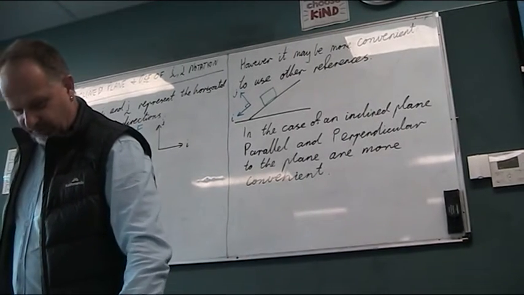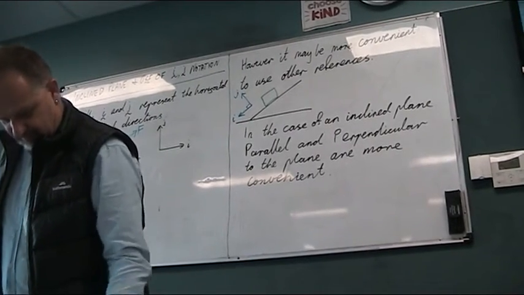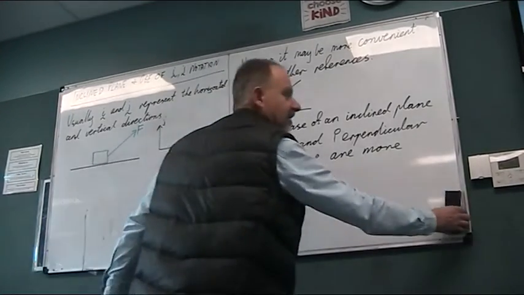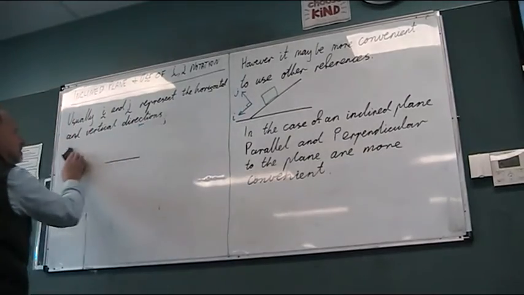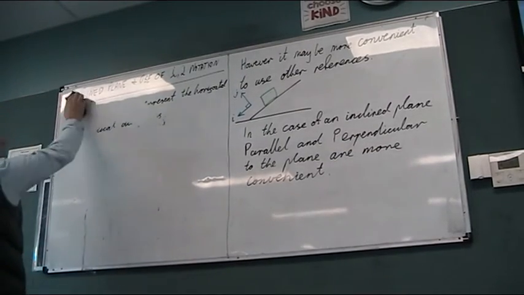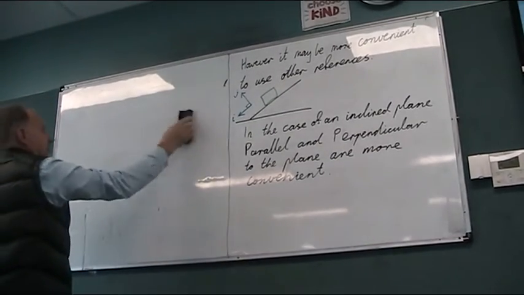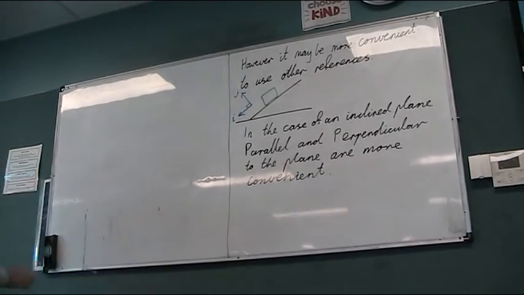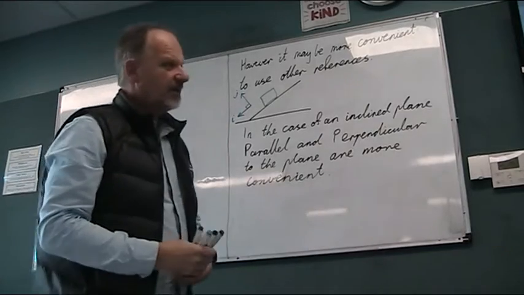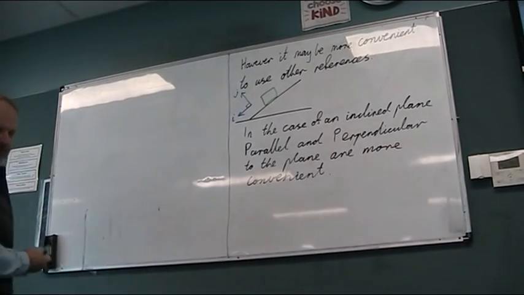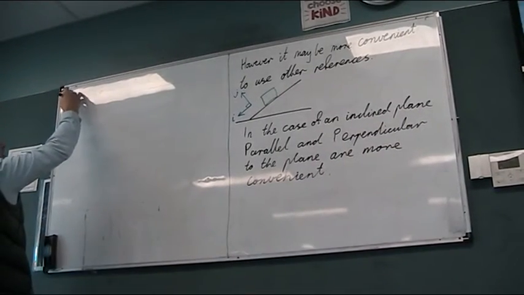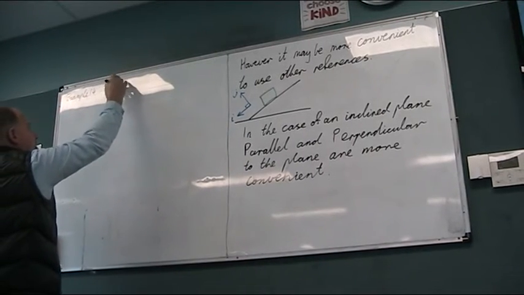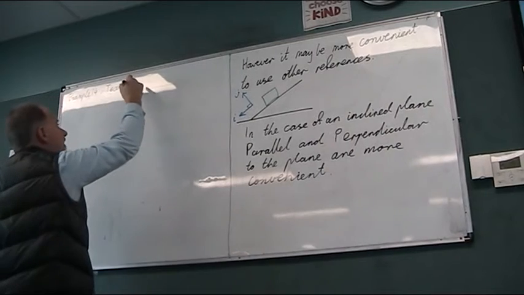So we'll do a couple of examples. So the first example we'll do where we just have something horizontal, and the second example will be on a plane. So text, example 14, text, page 546.